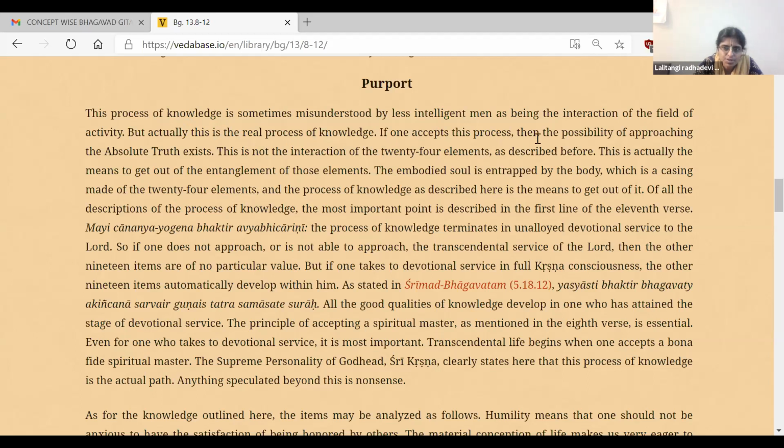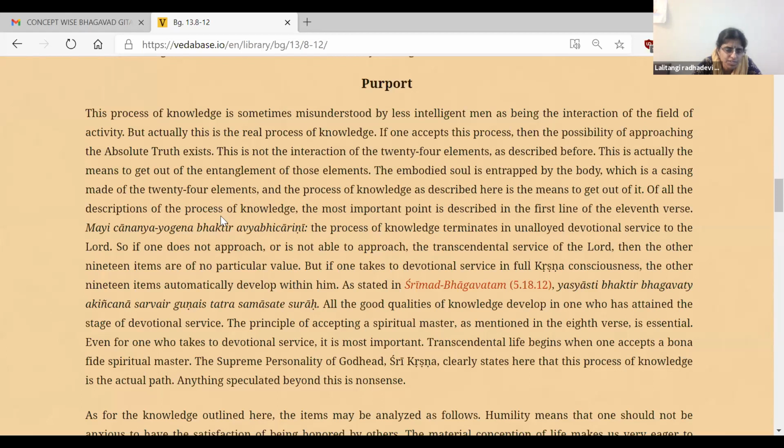If one accepts this process, then the possibility of approaching the absolute truth exists. If we don't accept this process, then the possibility doesn't even exist of approaching the absolute truth. This is not the interaction of the 24 elements as described before. This is actually the means to get out of the entanglement of those elements. The embodied soul is entrapped by the body, which is a casing made of the 24 elements, and the process of knowledge as described here is the means to get out of it.